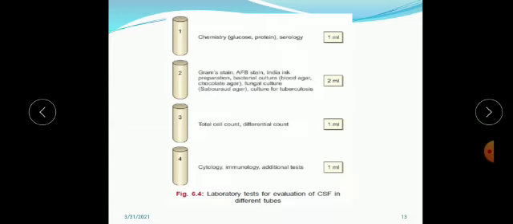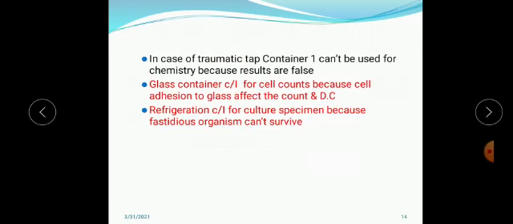Third tube is reserved for the clinico-pathological examination to carry out the total cell count and differential cell count, and if there is a suspicion of malignancy, the fourth tube can be collected for cytological examination as well as additional tests and immunological examination. In case of a traumatic tap, the first container cannot be used for biochemical estimation because the results can be false.